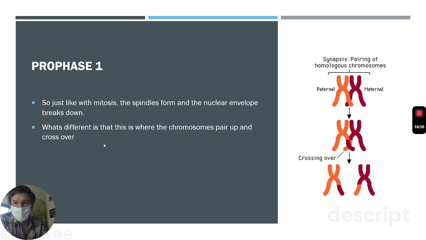All right, so just like with mitosis, spindle fibers form, nuclear envelope breaks down. Now, what is different is that they're swapping literal segments of themselves. So your dad, your mom, a segment from each, they just switch components of themselves, all right?